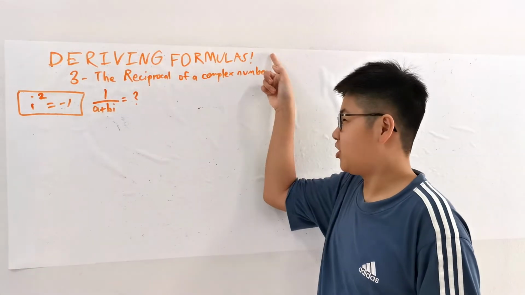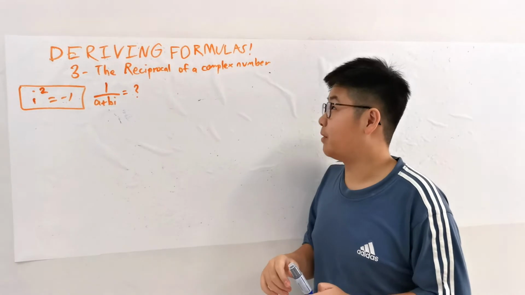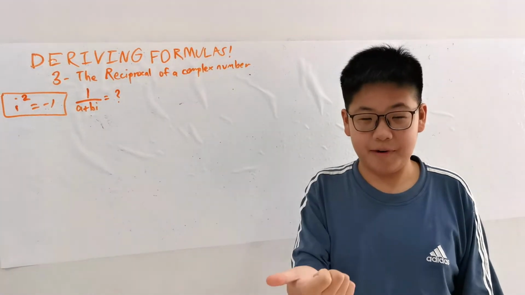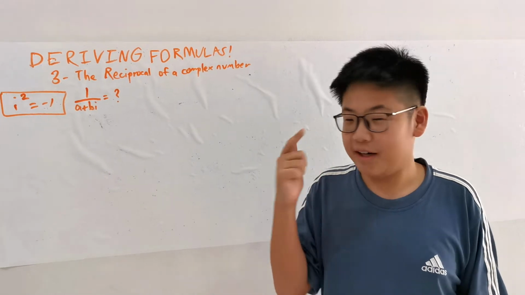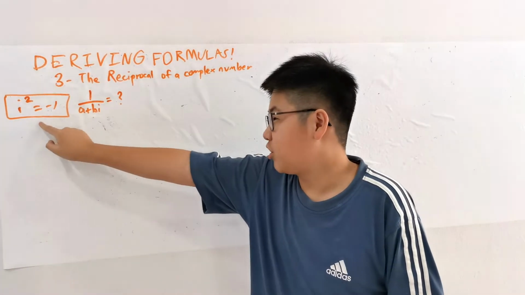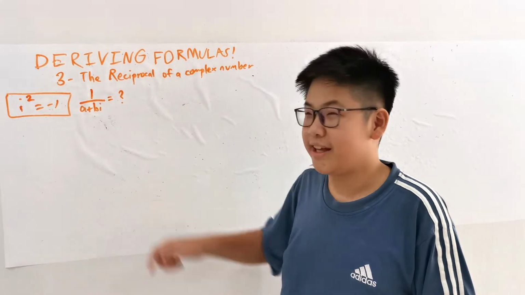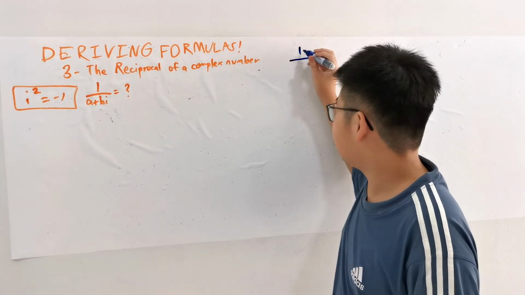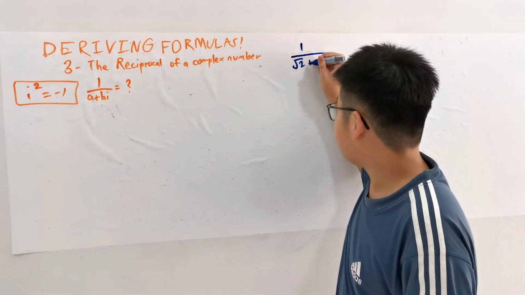Of deriving formulas. Today we'll look at the reciprocal of a complex number. A complex number is a linear combination of a real number and some imaginary number i, where i squared equals -1. How do we solve this? Let's look at the reciprocal of 1 over root 2 plus 1.